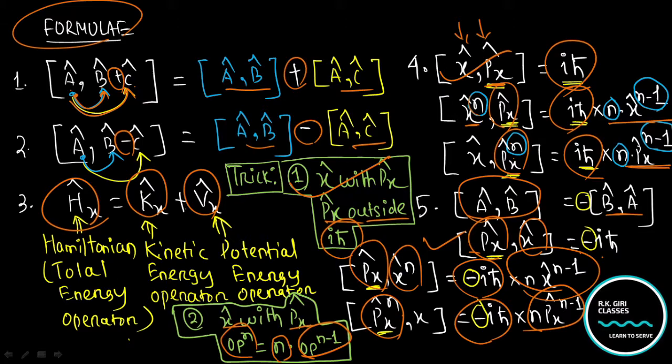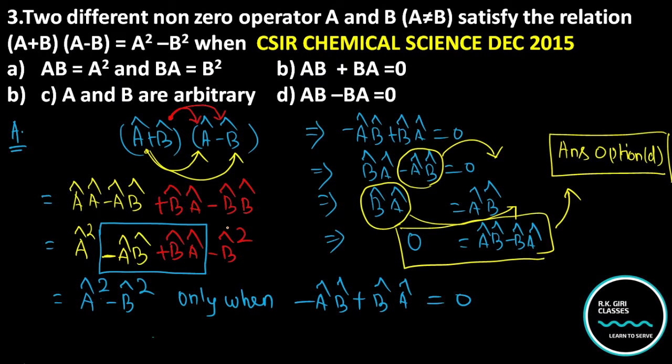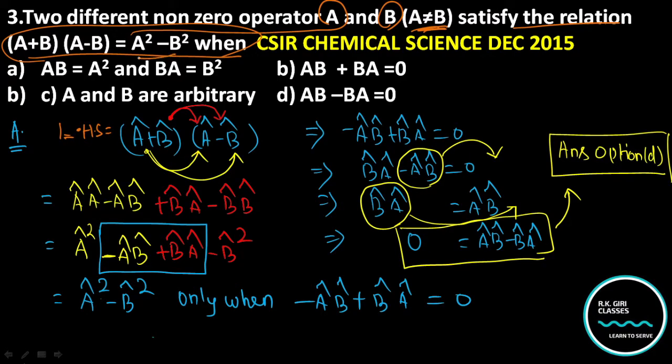Got this part? Now, two different non-zero operators A and B, that is A not equal to B, satisfy this relation. Okay, it looks like a very typical type of question. Just follow the given condition and find out the answer, right? This was the given condition. Suppose this is the LHS, left hand side, and you have to find out when this RHS will be possible. These are the conditions, right?